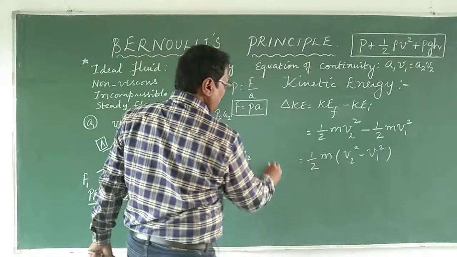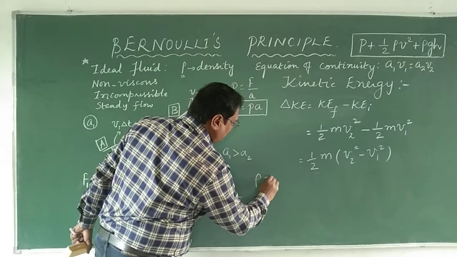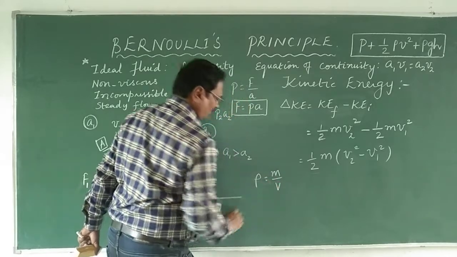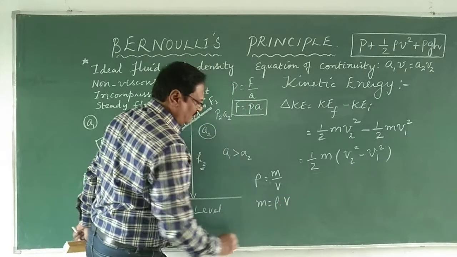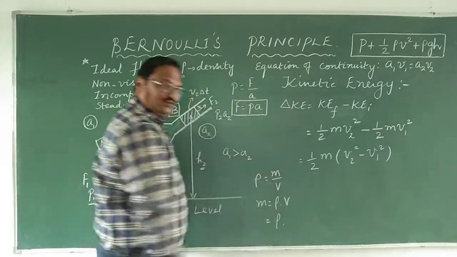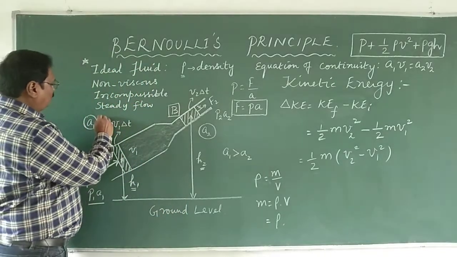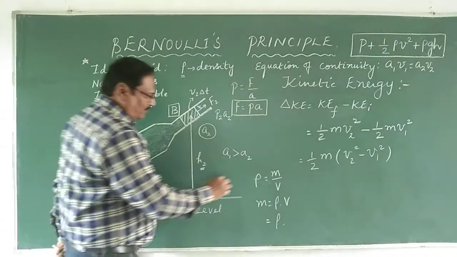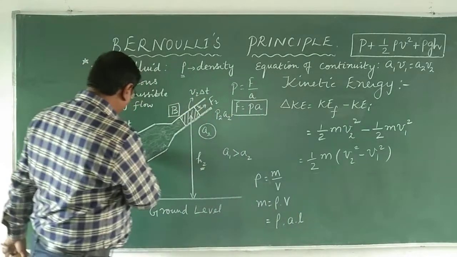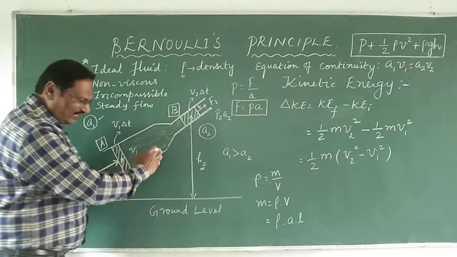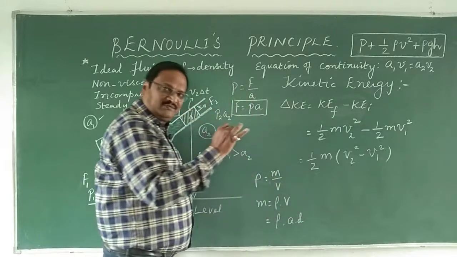I will write here mass is equal to... Density is equal to mass upon volume, or mass is equal to density into volume. We are talking about area, so we have to express in terms of area. So we will say area into length with which it is moving. What is the distance it is moving? Distance it is moving. So you can put A into D if you want, no problem.